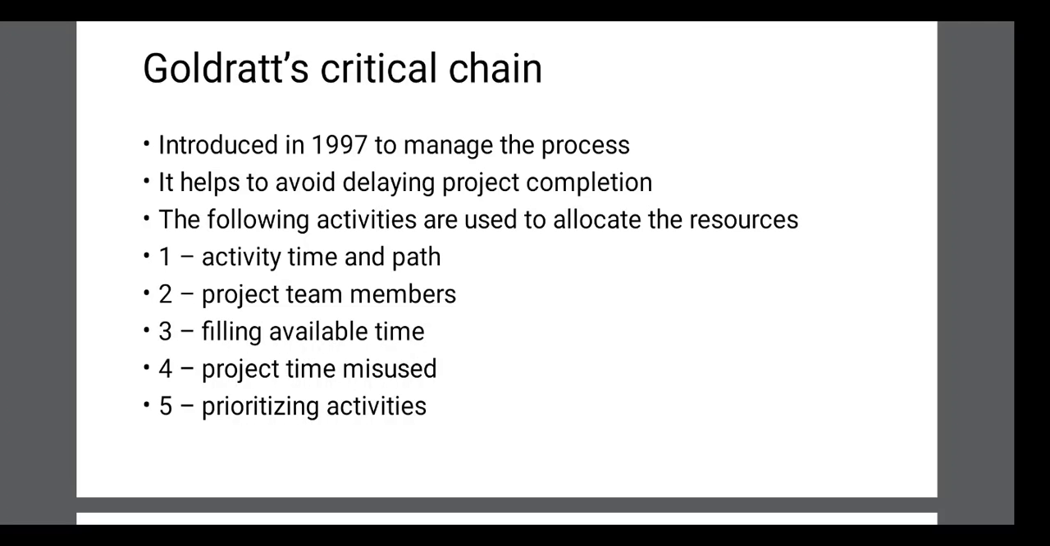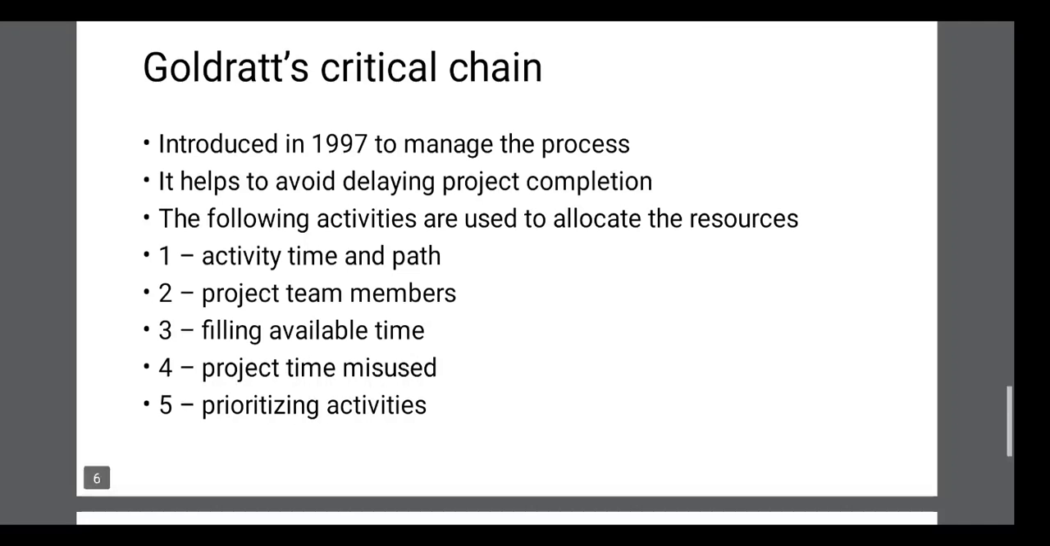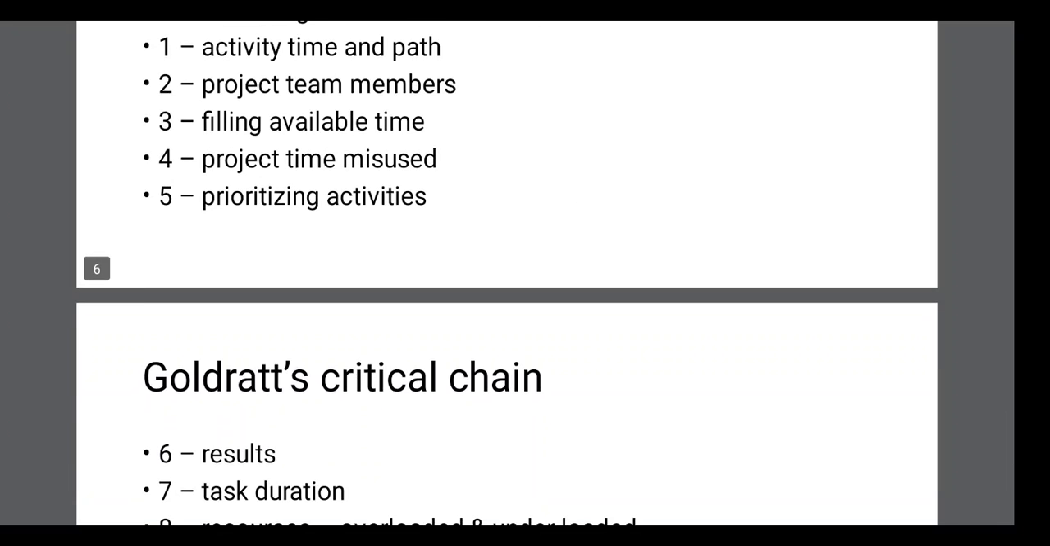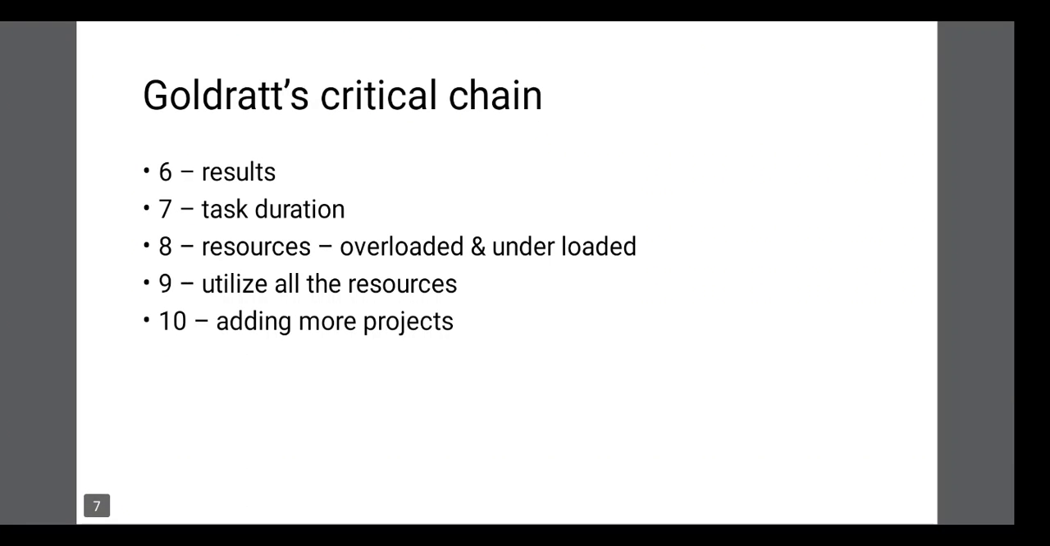Then project time misuse. If the users or the developers misuse the time while developing, that means the project time is misused. Next, prioritizing the activities. What activities are first priority or second priority? We have to proceed priority-wise, that is prioritizing activities. Next one is results. On completing the project, we have to obtain the results, the outcome.